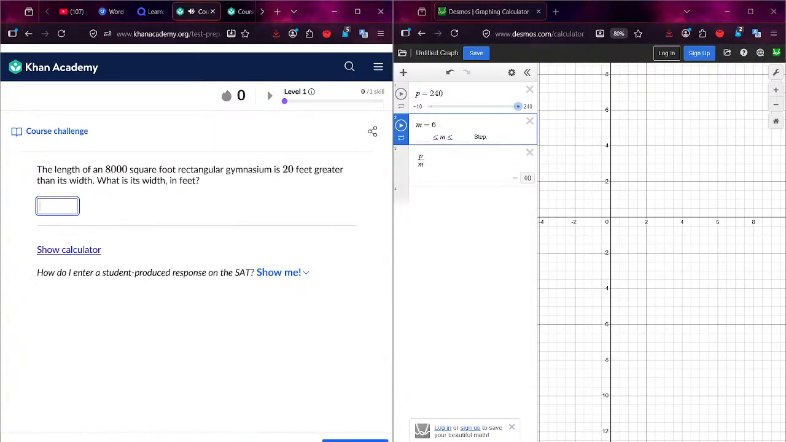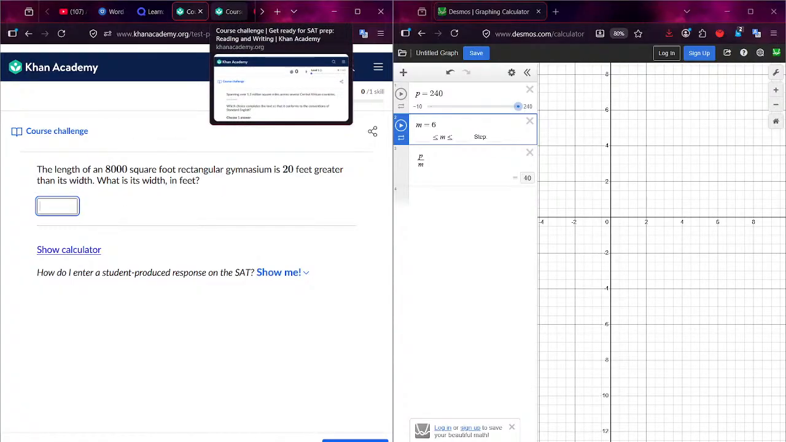Okay, so the length of an 8,000 square foot rectangular gym is 20 feet greater than its width. What is its width in feet? Alright, so we're actually close to wrapping up the stream, right? But I'm gonna finish up this course challenge and then move on to Khan Academy's reading and writing, and do like 10 questions from there, and then we're gonna end the stream.